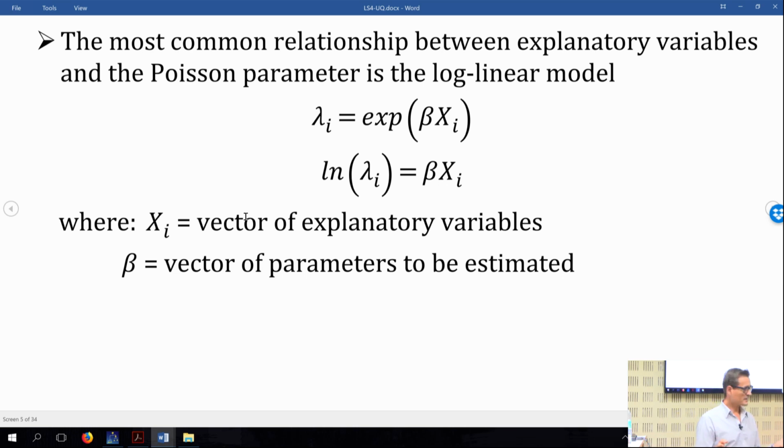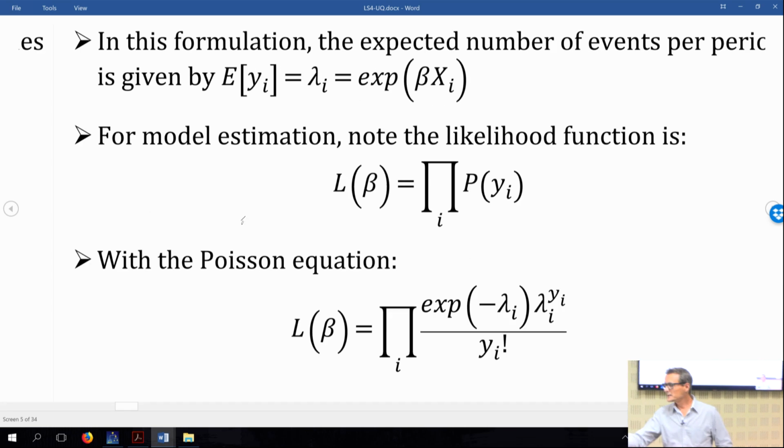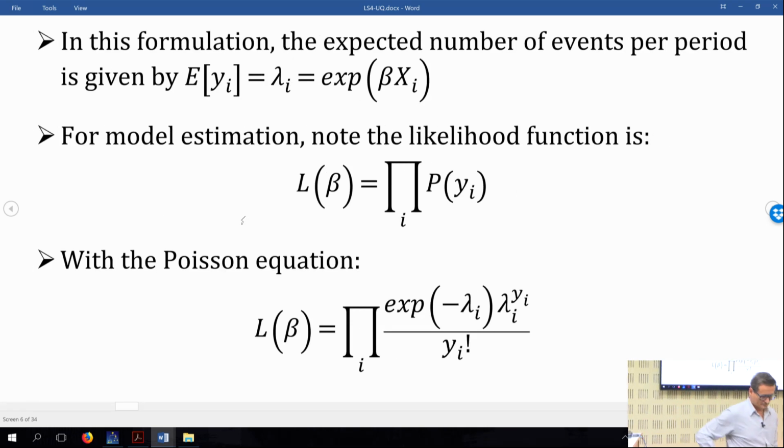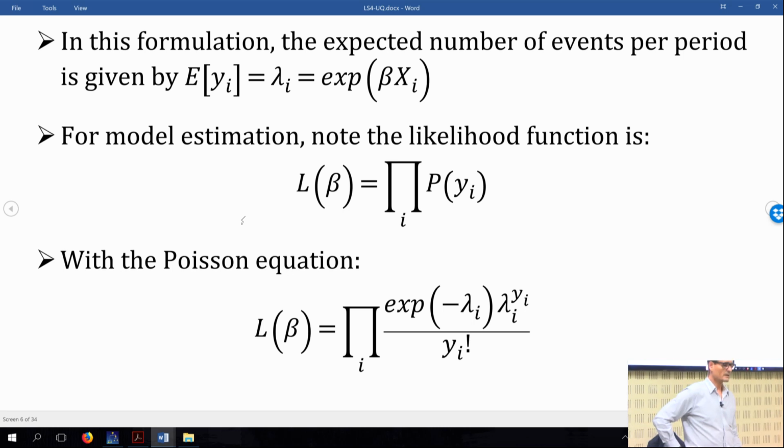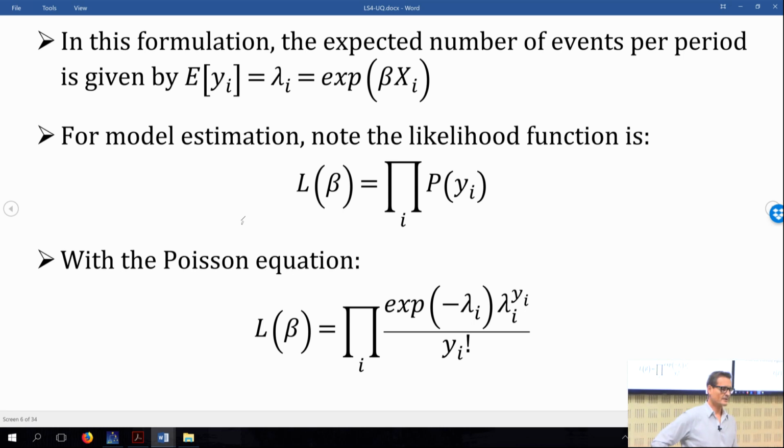Same thing, we have a vector of x's, variables that we think influence our count process, and we will use those to develop a model that we think is responsible for generating the data that we're interested in. The expected number of events per period is given by the expected value of y sub i, which is equal to lambda sub i, again equal to the exponent raised to beta x. We call that beta x a linear function of x, or a linear combination of x's.